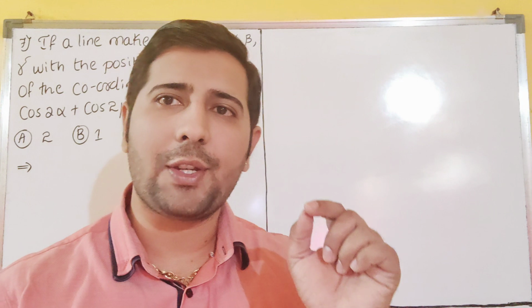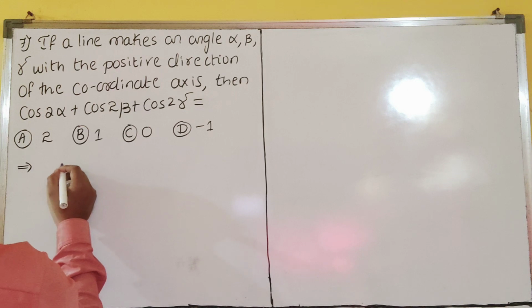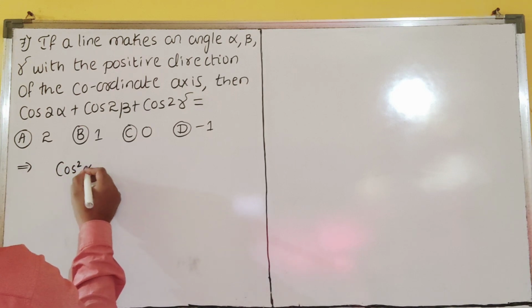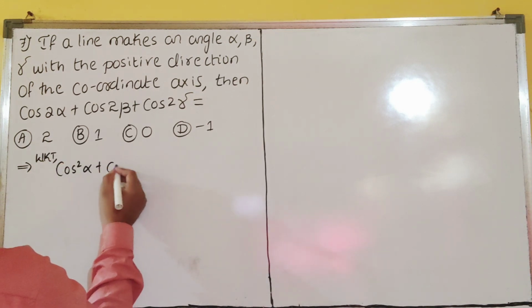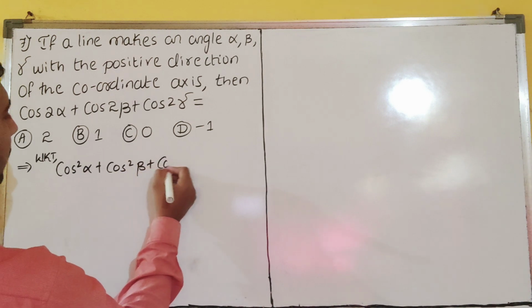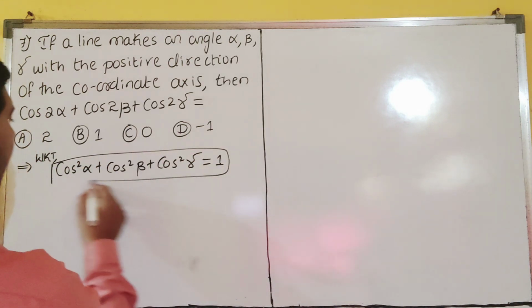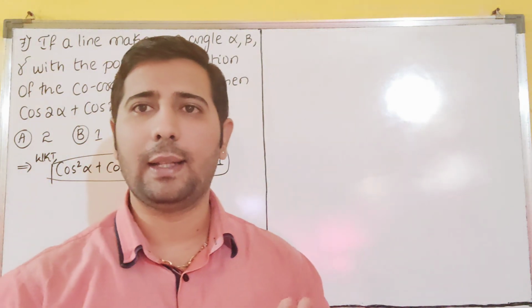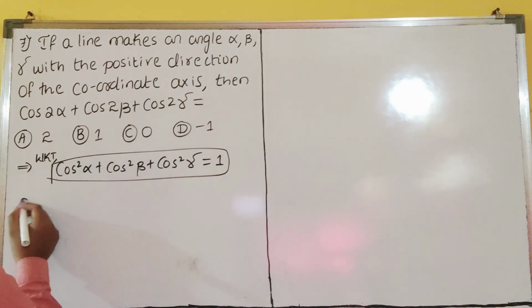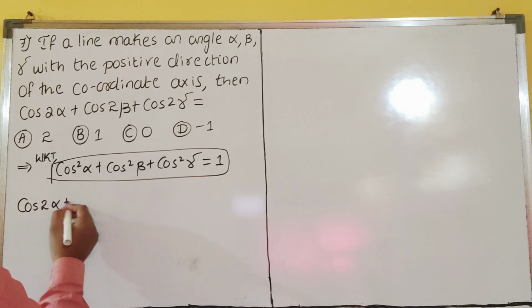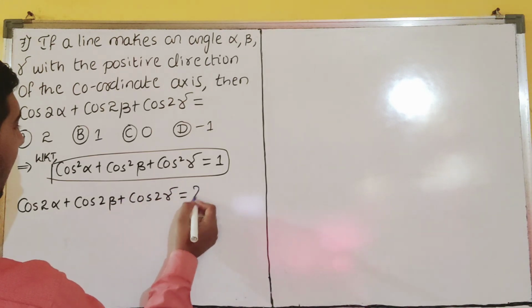So they have a relationship between them. The relationship between the direction cosines is what? We know this: cos square alpha plus cos square beta plus cos square gamma is equal to 1, dear students. I am saying this is known to us. Will you agree? Everyone knows this one. I just discussed it. Now see here, what I have to find: cos 2 alpha, cos 2 beta, cos 2 gamma. This is what they are asking in the question.